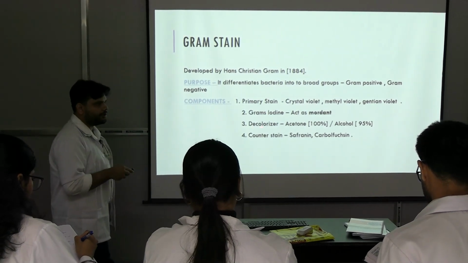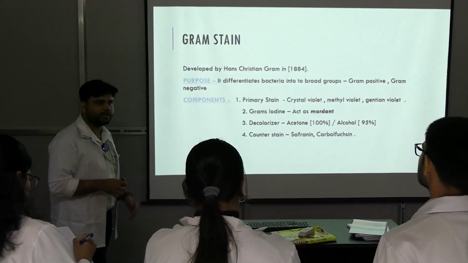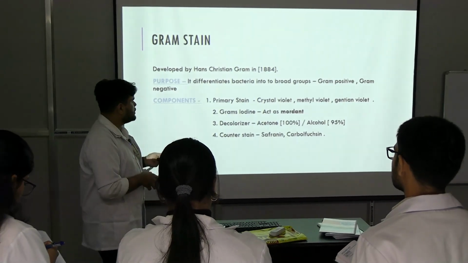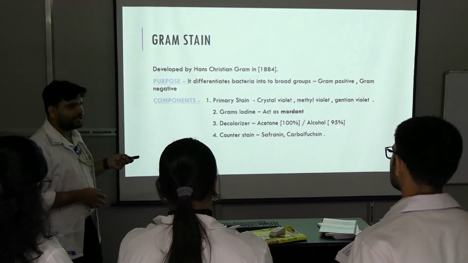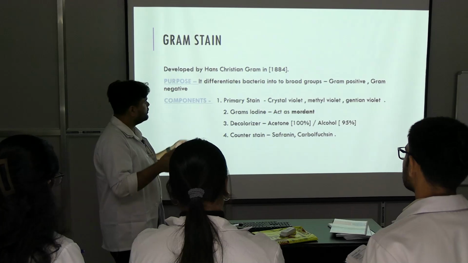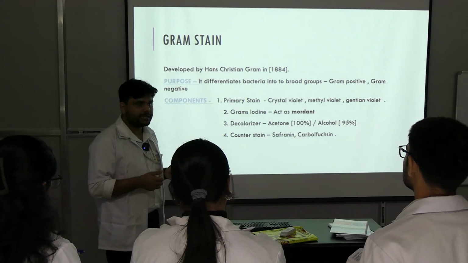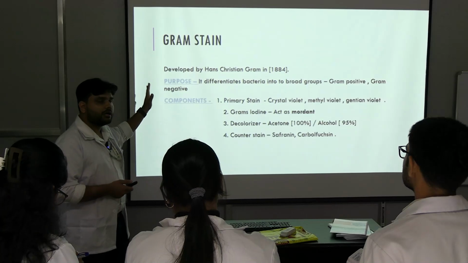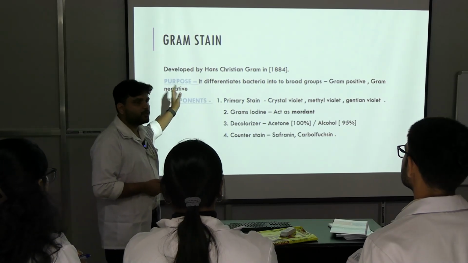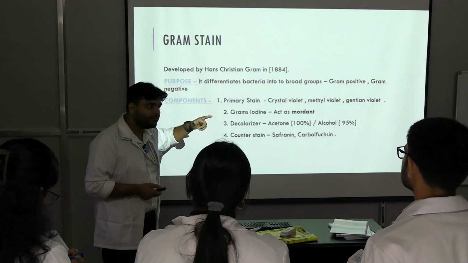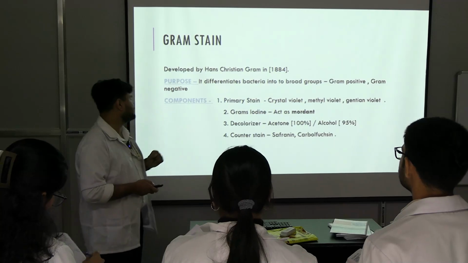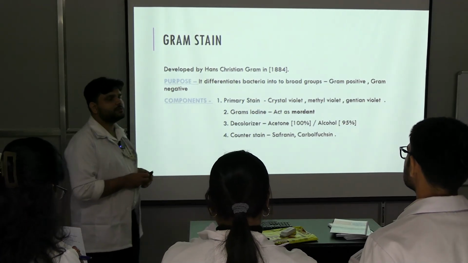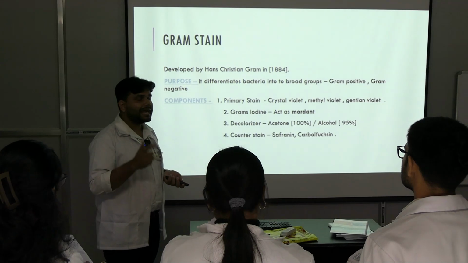Then we have the Gram's iodine, which is a mordant. Mordant means to fix, to stick or something like that. So Gram's iodine acts as a mordant and forms an iodine-crystal violet complex. That complex gets trapped in the thick peptidoglycan layer of the gram positive bacteria, which ultimately gives the color purple.